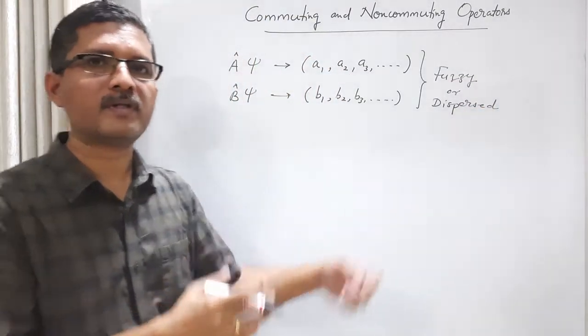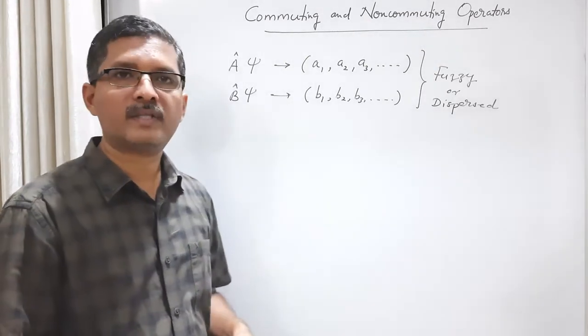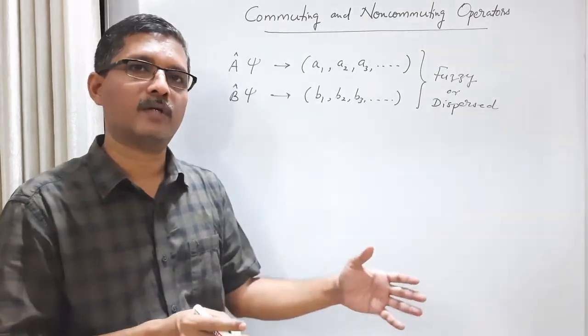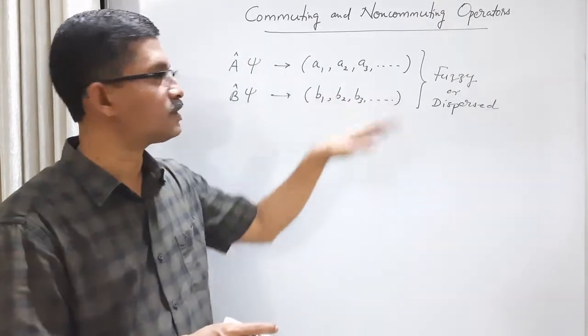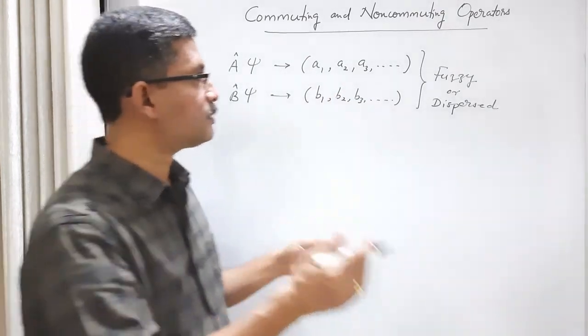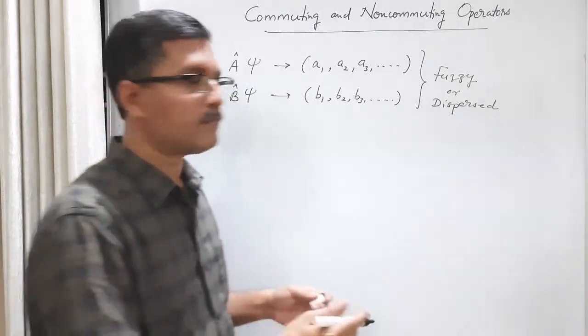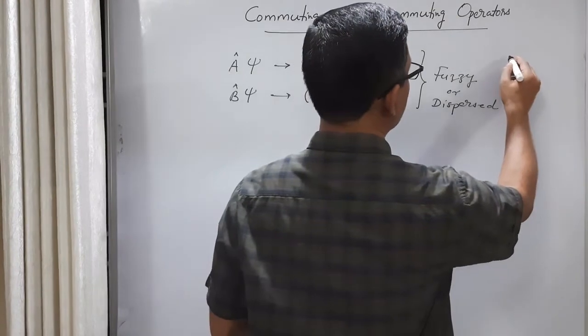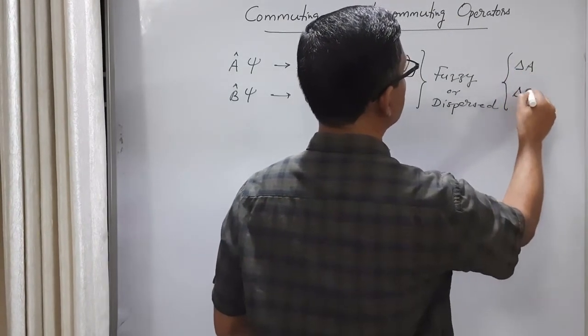There are different eigenvalues in each trial. And we can also calculate the spread of these eigenvalues from the mean value, from the mean of all these measurements. Okay, and that spread is measured in terms of the standard deviation, or we use the term uncertainty, right? So we get delta A as well as delta B.